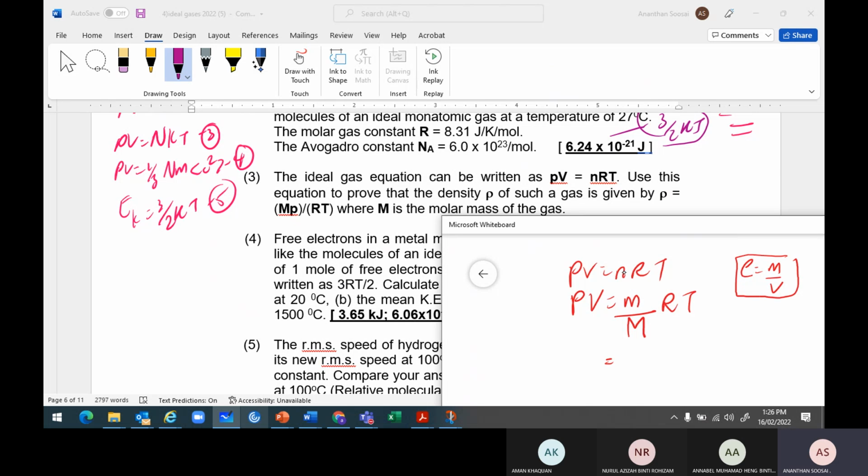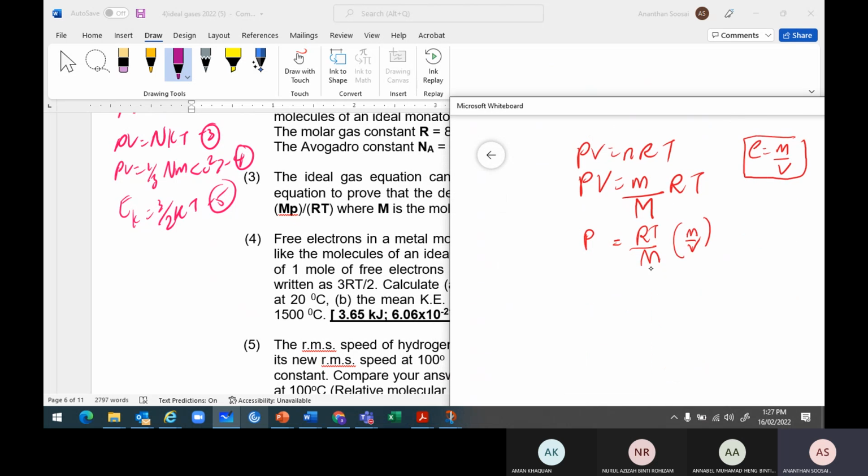PV equals nRT, but pressure is there. So P, RT, capital M, the m over V I put together, right? I bring the volume down, correct? That's what you're doing. So P, R, T, M. So m over V is actually the density. So density is what? Density is M times P over RT.